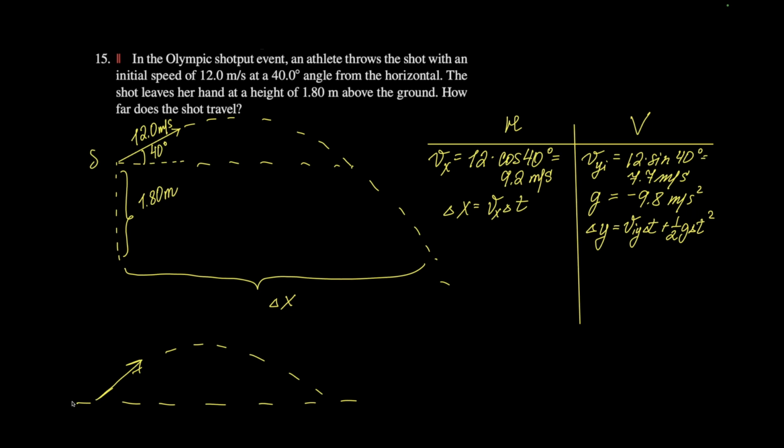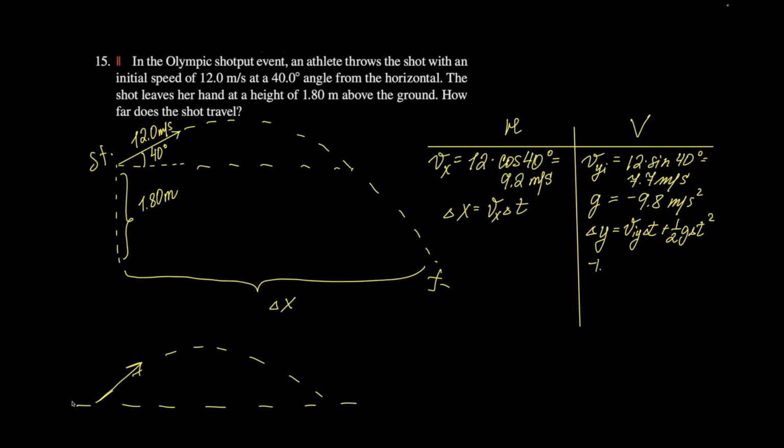But ultimately, this is the start, this is the finish, and vertically, our ball or shot put, whatever it is, travels negative 1.8 meters. Negative because it's downward. So I can just do that. I can do negative 1.8 equals 7.7 t minus 4.9 t squared. Use Desmos or your calculator, or if you're into discriminant, go for it. Knock yourself out. I'm just going to do 4.9 t squared minus 7.7 t minus 1.8 equals y.